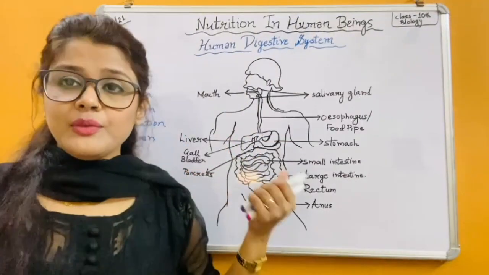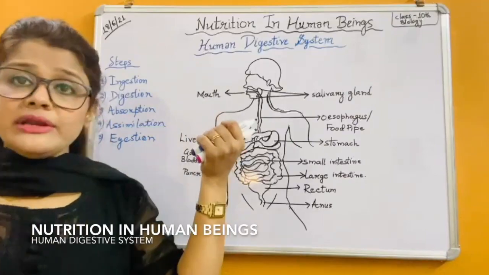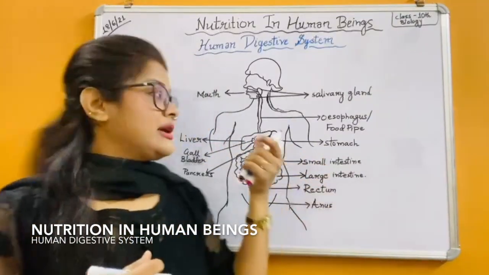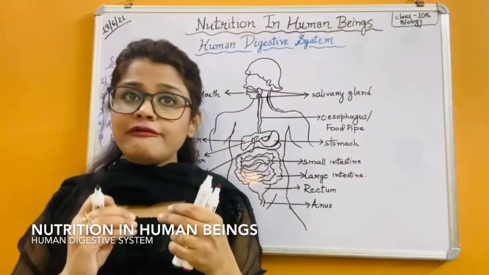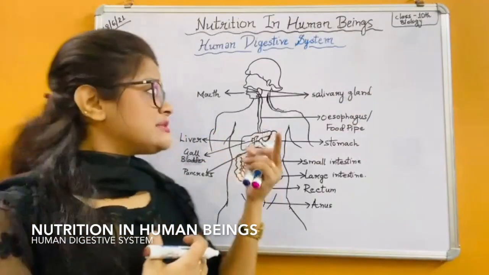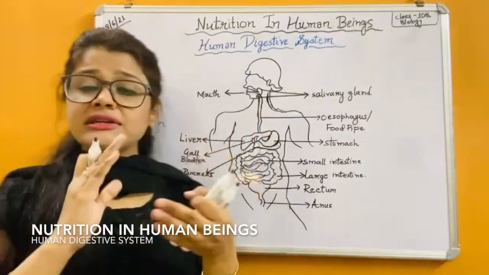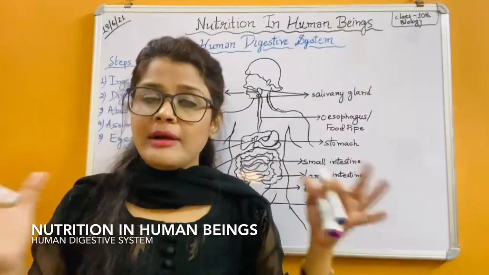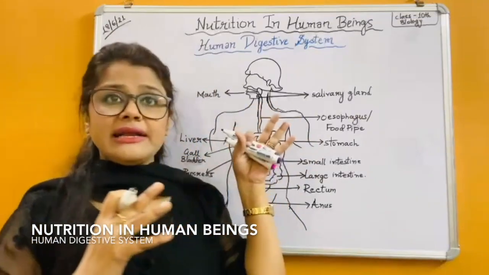So we will start with the mouth. Mouth is the first part where the digestion begins actually. Okay, ingestion is the taking of food in the mouth. Why is it known as the buccal cavity? Because the mouth contains the teeth, tongue and salivary glands. So completely it is known as the buccal cavity.